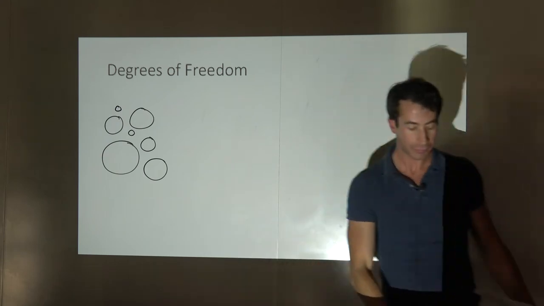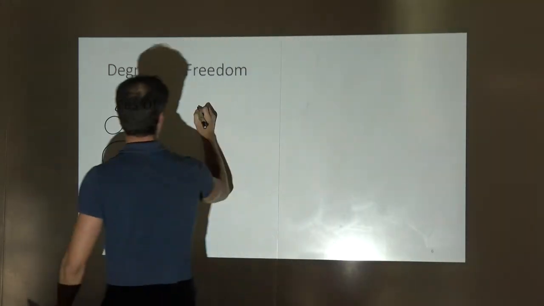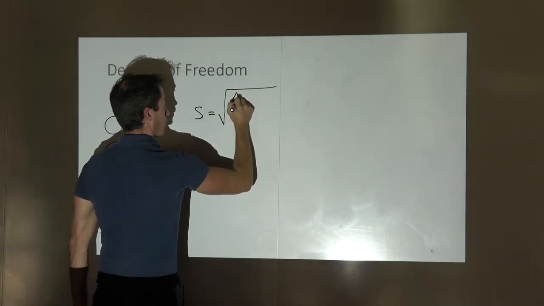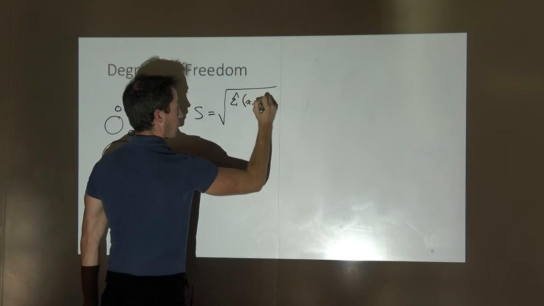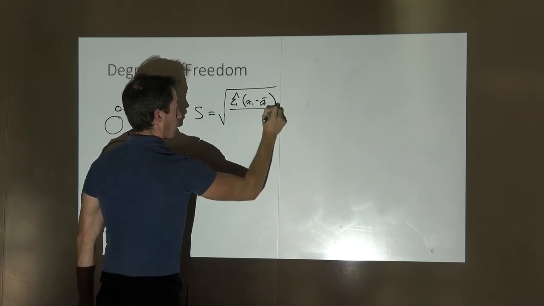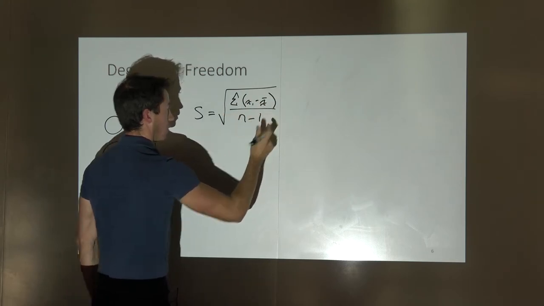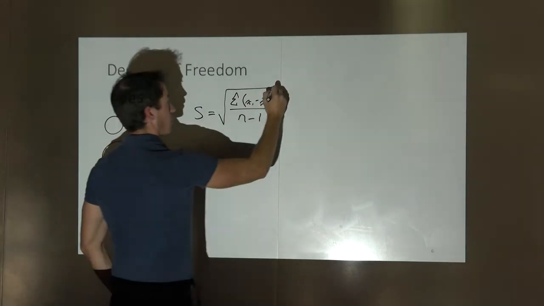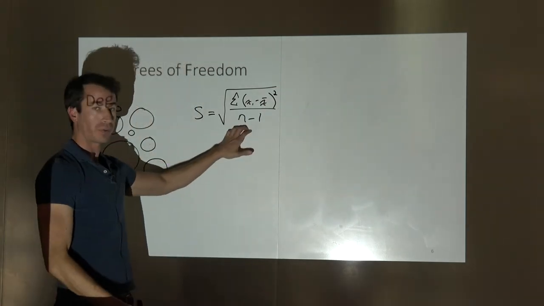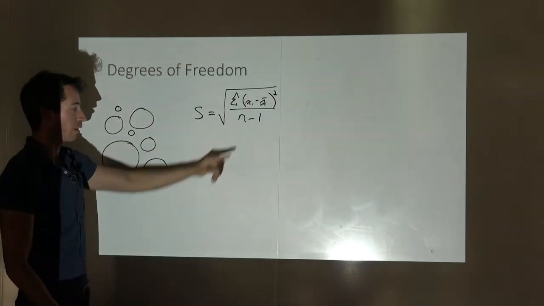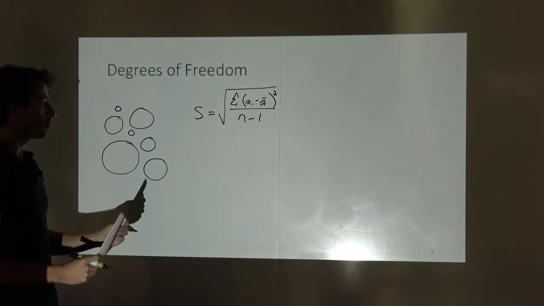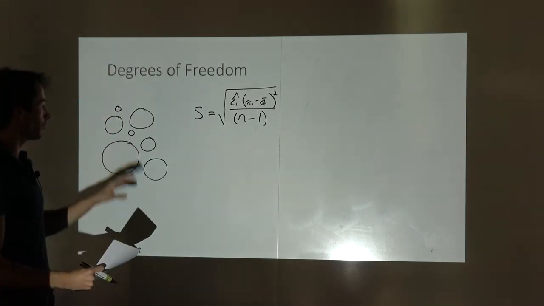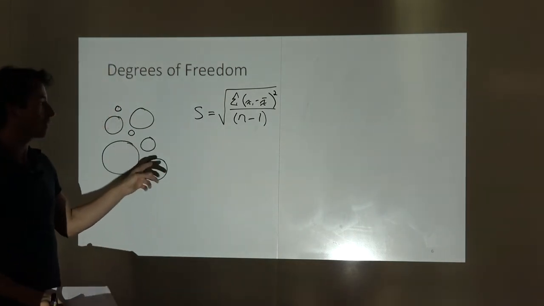Okay, what about when we calculate the standard deviation? Okay, different situation. Here, our degrees of freedom are n minus 1. And it's not entirely intuitive why that is. But the reason is that we have one fewer variable affecting our outcome.